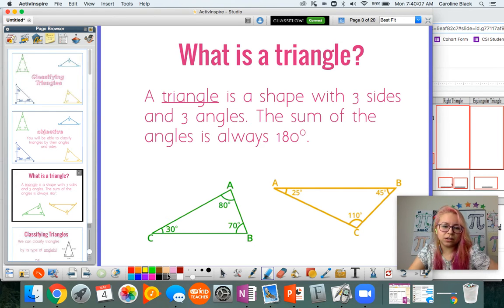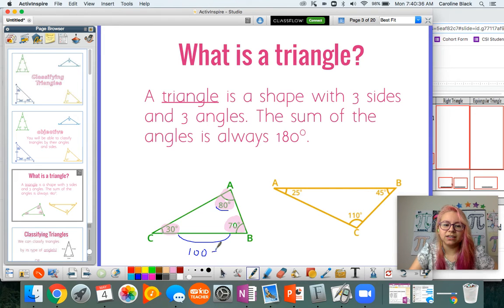So this is a quick side note that we should all know: if we add up the 3 angles of a triangle, they should equal 180. So let's do 70 plus 30. Well, these 2 angles add up to 100. And then plus 80, that's equal to 180. So that is a triangle. And all triangles will have angles that add up to 180.